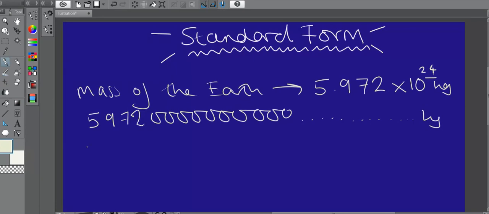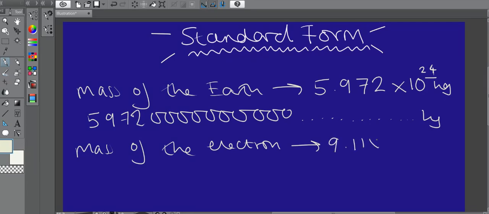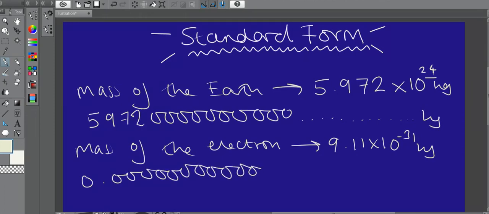And going the other end of the spectrum, if you type into Google the mass of the electron, so something really, really small now, you should get 9.11 times 10 to the negative 31 kilograms. Now, if I was to write this number out, I would have to do 30 zeros, I'm not going to because it's going to take up my whole screen, but 30 zeros before I get to 911. And again, it's just time consuming.